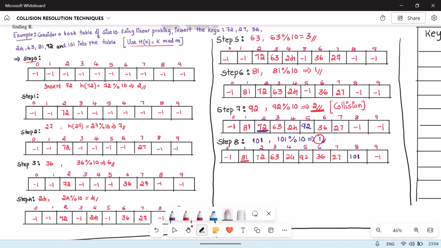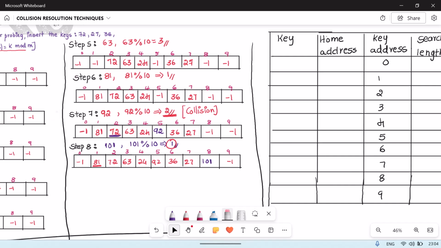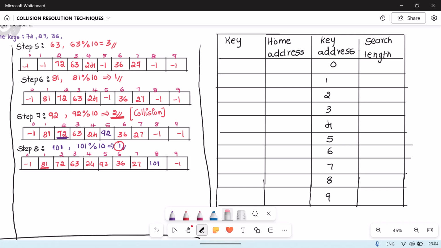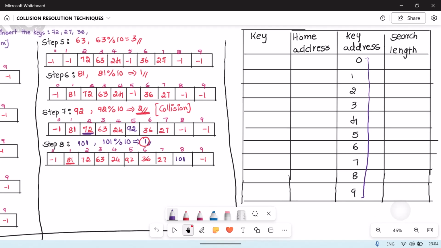After this, once you do this, you will have to fill this particular table over here: keys, home addresses, and key addresses. Key addresses are the indexes. So you have 10 elements, and I have written the key addresses like this from 0 to 9.